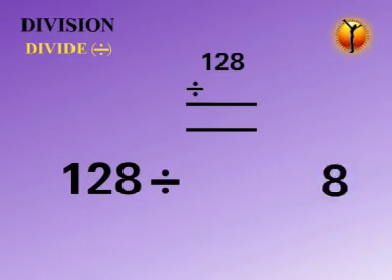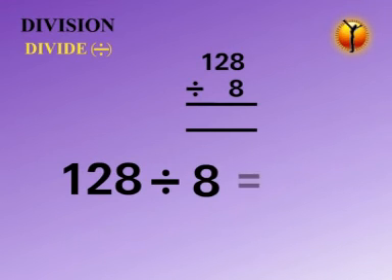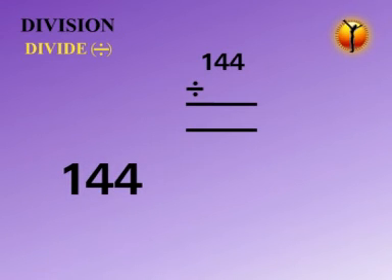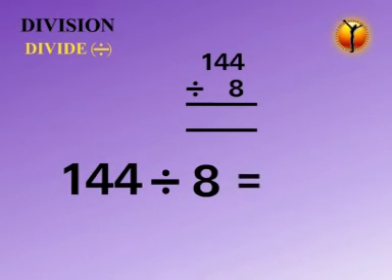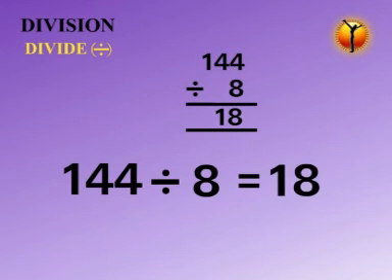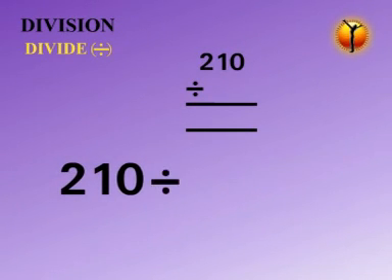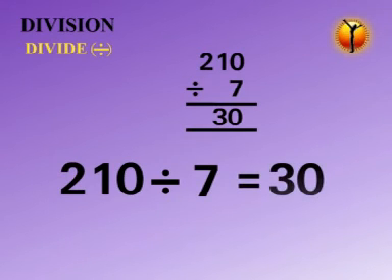128 divided by 8 is equal to 16. 144 divided by 8 is equal to 18. 210 divided by 7 is equal to 30.